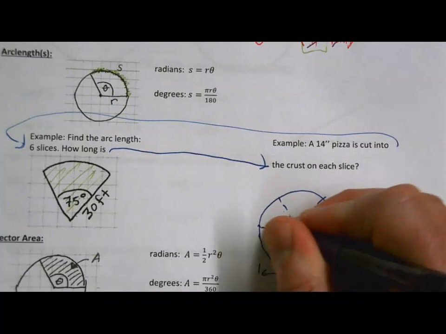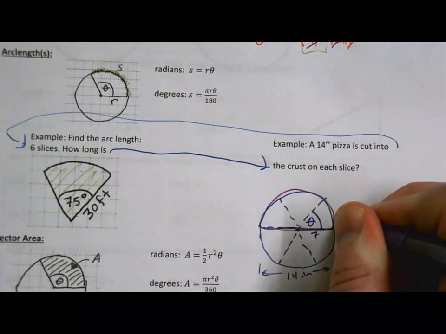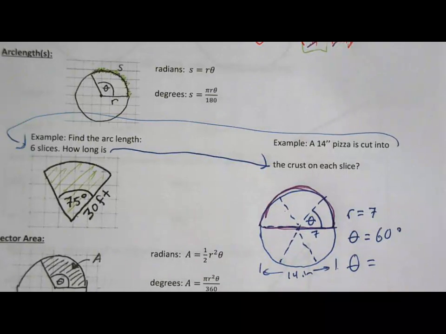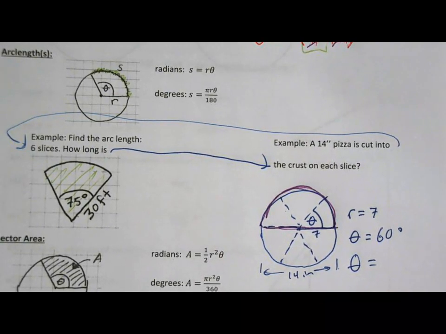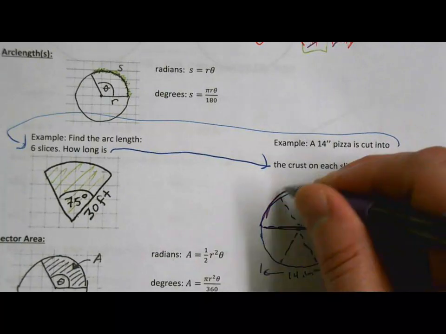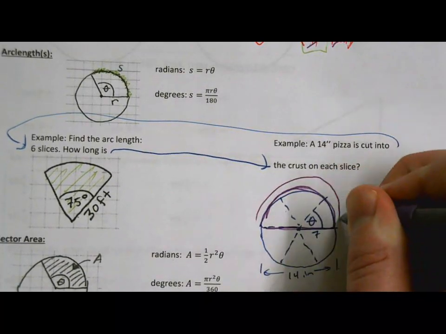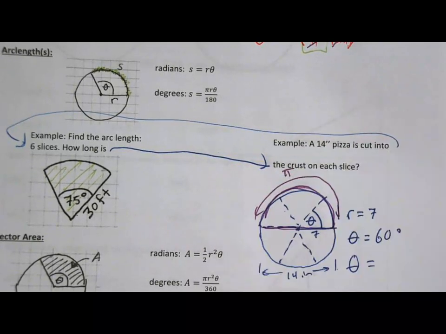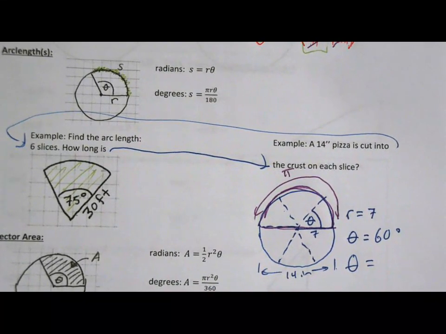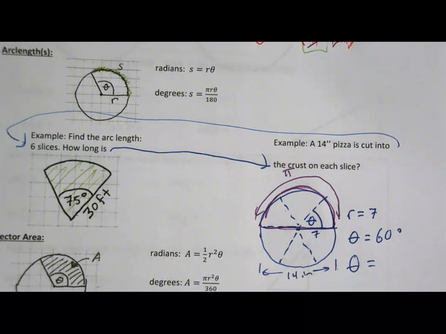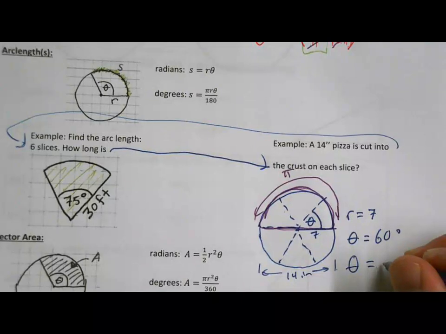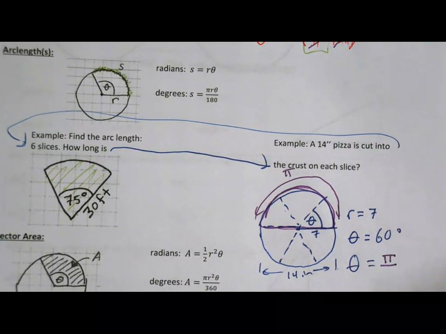Tell me this. How big is this angle right here, this half of the pizza? 180 degrees is the same as what in radians? Pi. This half of the pizza is pi, agreed? From here to here, that angle is pi. How many pieces do I need to cut pi into to get our slice here? There's 3 pieces, so the angle in radians is pi over 3.